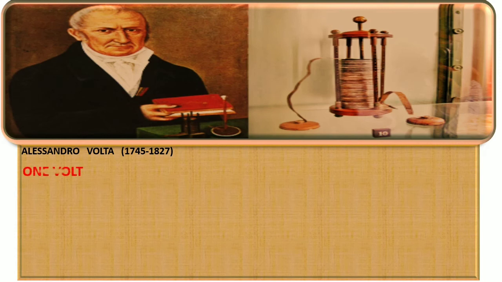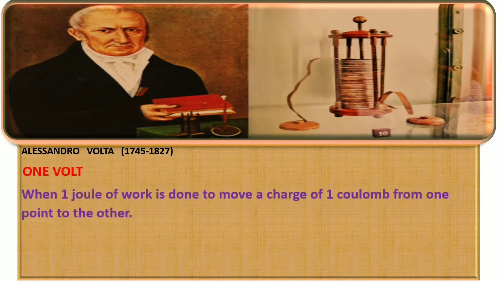Well, 1 volt is defined as the potential difference between 2 points in a current carrying conductor when 1 joule of work is done to move a charge of 1 coulomb from one point to the other. Mathematically, 1 volt equals 1 joule upon 1 coulomb, and symbolically 1 volt equals 1 joule per coulomb.